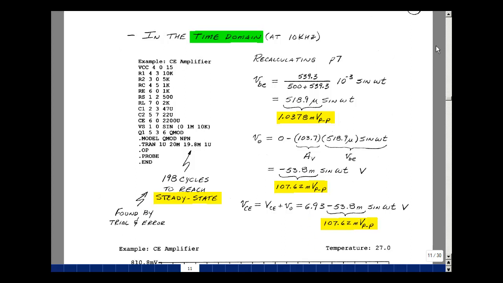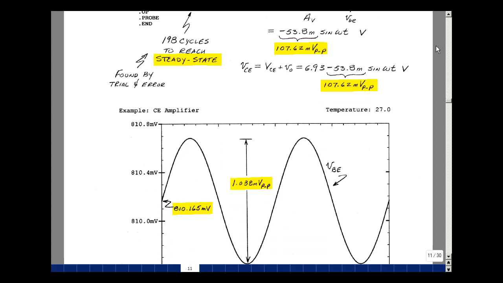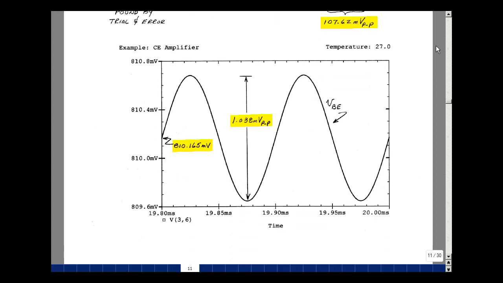I first plotted the voltage across the base emitter, which is between nodes 3 and 6 if you go back and take a look at the schematic on page 8. And you can see here that the average value is around 0.81. That's what the simulation found for the operating point. And you can see that there's an AC riding on top of that. The voltage here, peak to peak, is 1.038 milli, and we had calculated 1.0378 milli. Here's our DC level with an AC riding on top of it.